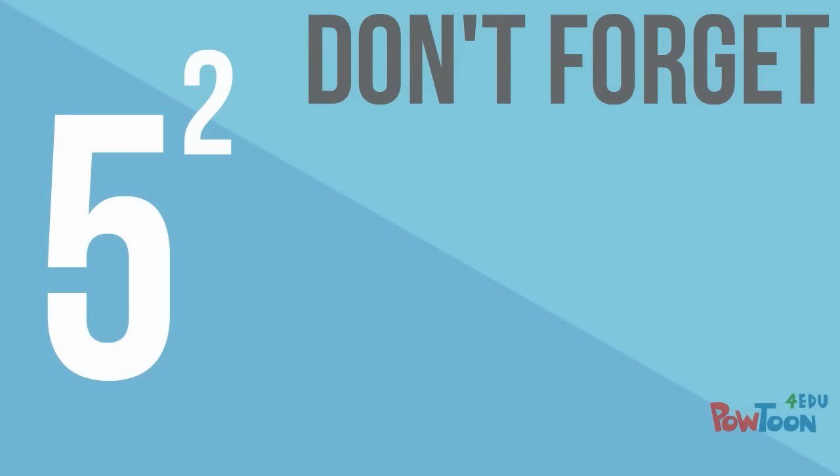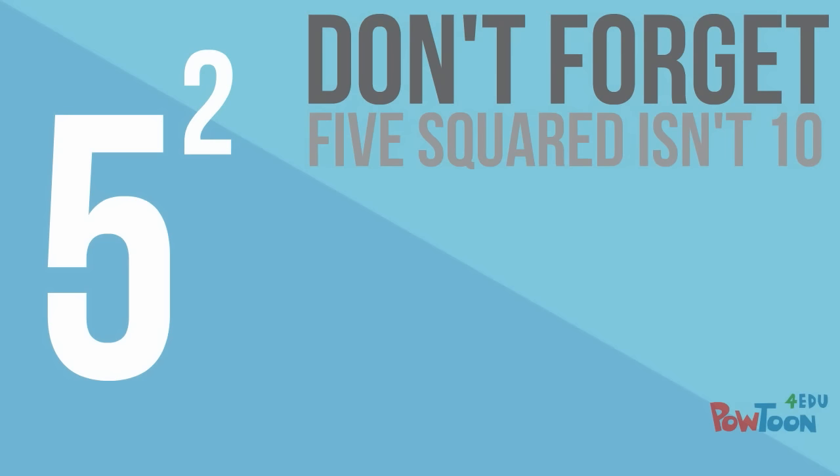Let's bring the example back. Go on, just don't forget. 5 squared isn't 10. No, it's 5 times 5 multiplied. I'll give you 25.